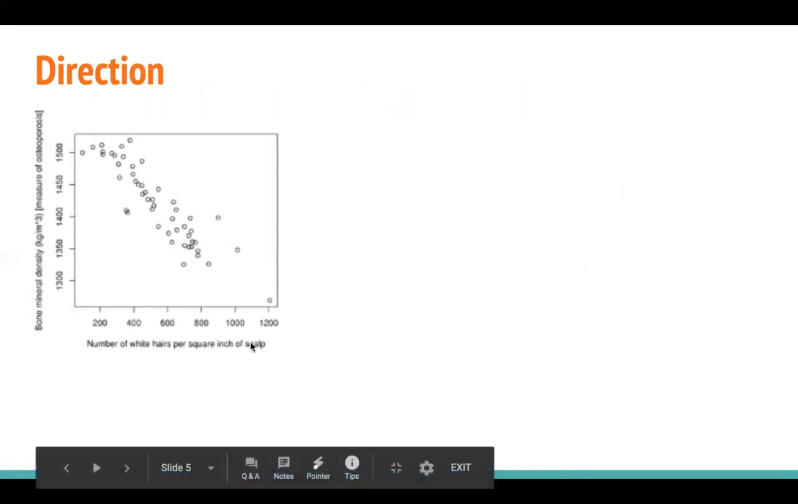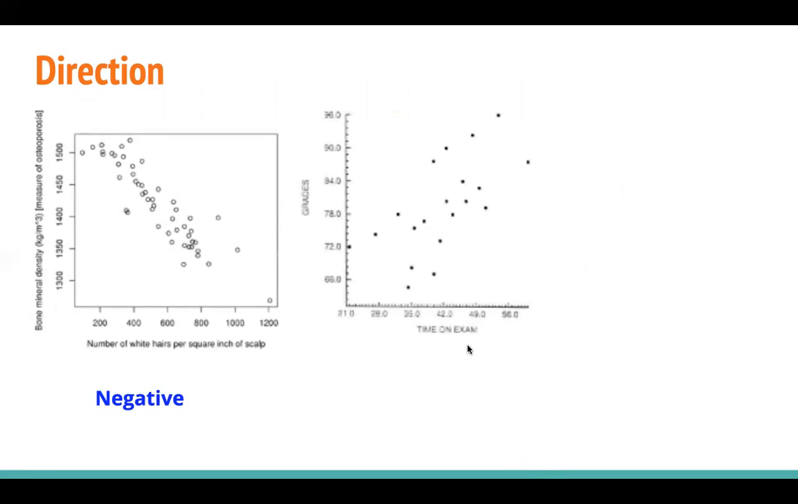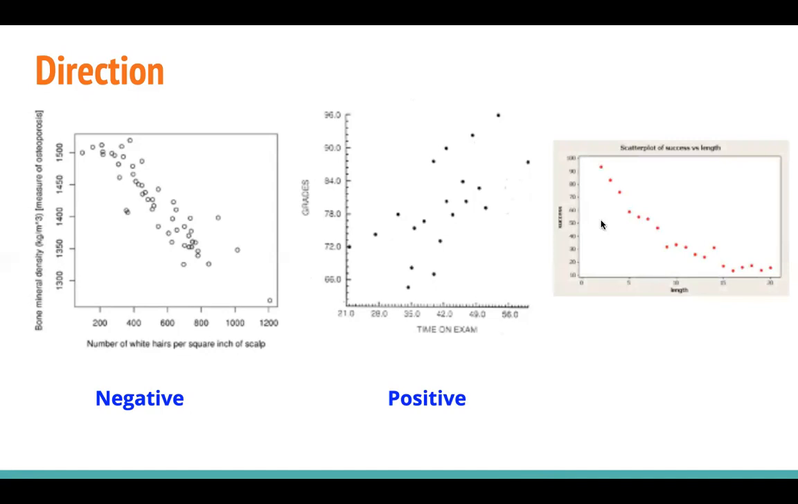So direction. If I look here, I've got the number of white hairs on the scalp, and then this is mineral density. Here I can see it's kind of going down, so this has a negative association. Here, there's time on exam and then grades. Even though they're kind of spread out, overall they're going up together, so we'll say this is positive. Here I've got two variables, length and success, and I can see that overall it's going down, so it's negative. It's decreasing.